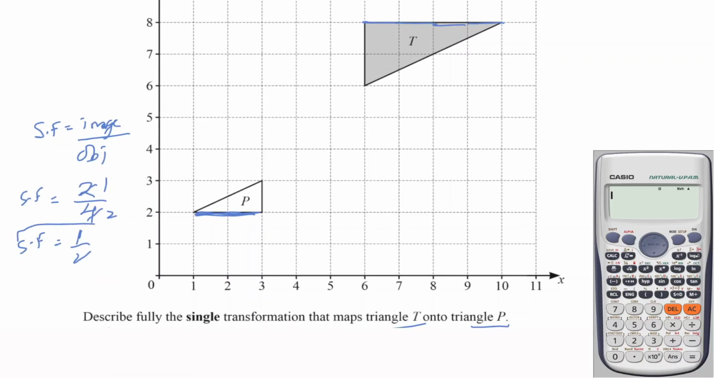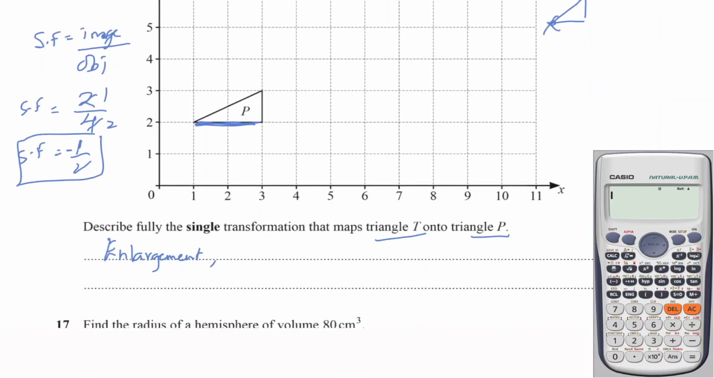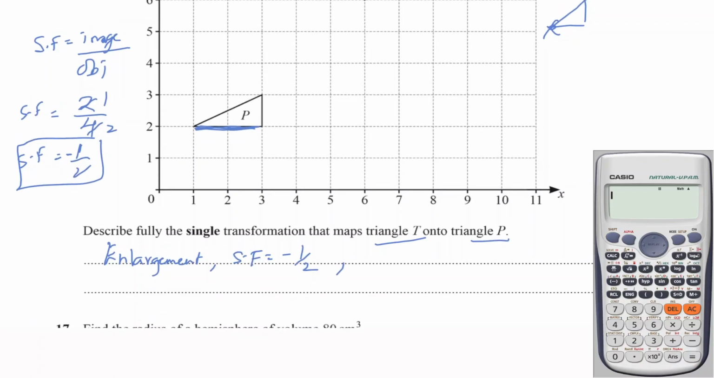But there is one thing that you have to keep in mind. If the object is like this and the image is in the opposite direction, this point is going opposite to that, it means that the scale factor will be negative. In this case the object and the image are in the same direction. If it is in the opposite direction, this part is turned this side, then it will have a negative scale factor. Okay, keep it in mind. So scale factor is what? SF is minus 1 by 2, as it is turned over to the right hand side.